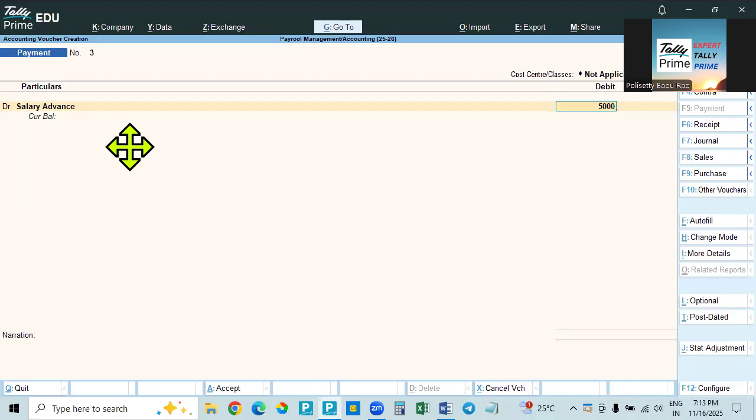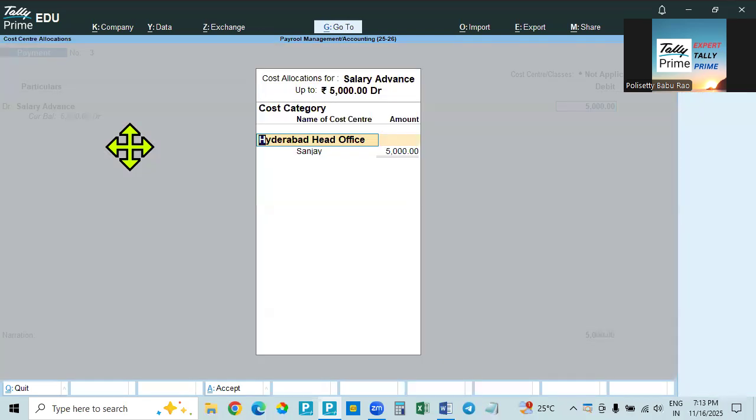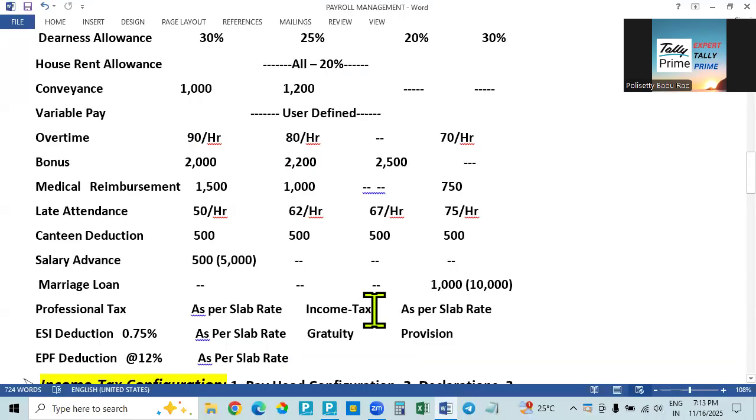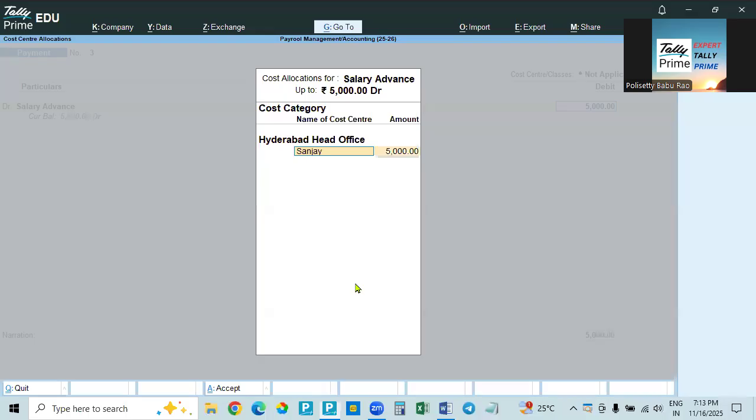So salary advance, salary paid means the total amount. To whom you paid, all the employee names will come. If you click that, it will ask you the cost category. What is the category? It means office. So cost category office, and in that cost category, to whom we paid, only to Sanjay. So we have to take Sanjay 5,000 rupees.